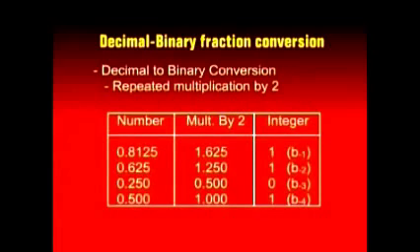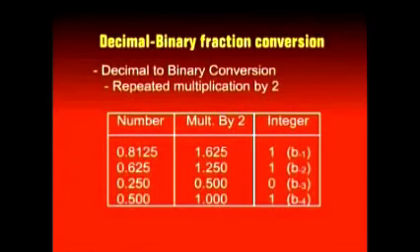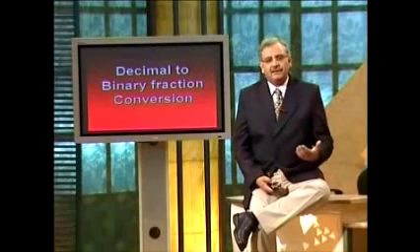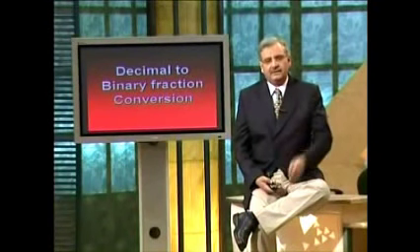By multiplying 0.5 by 2, you get the number 1. The fraction part is 0. So that means you have completely converted the number. You don't need to continue any longer. You note down the integer part. By writing out the integer numbers, you get the converted binary number, which is 0.1101. In the example we just saw, we converted a decimal fraction into its binary equivalent using the repeated multiplication by 2.